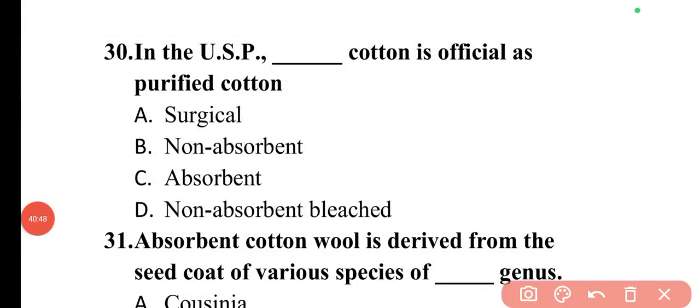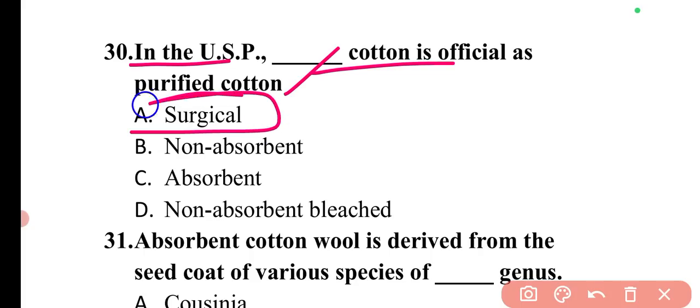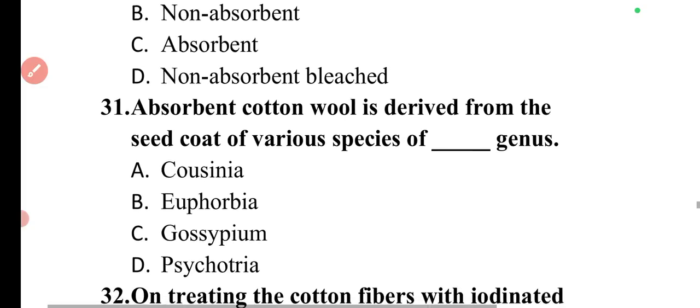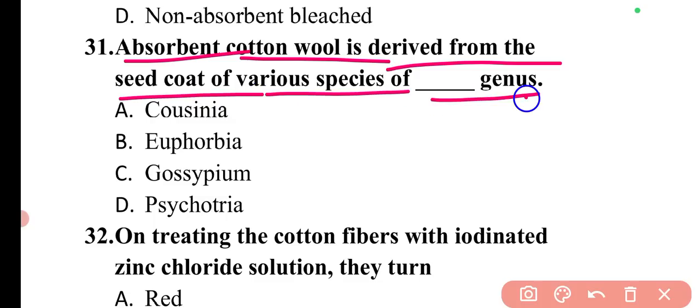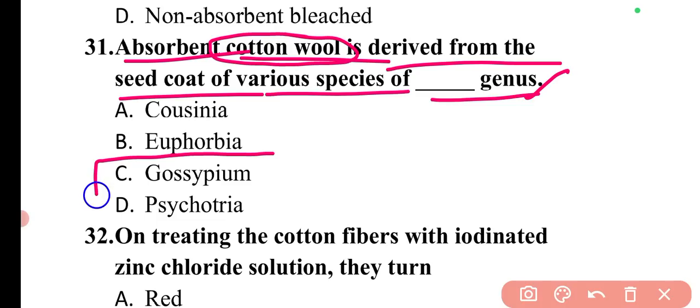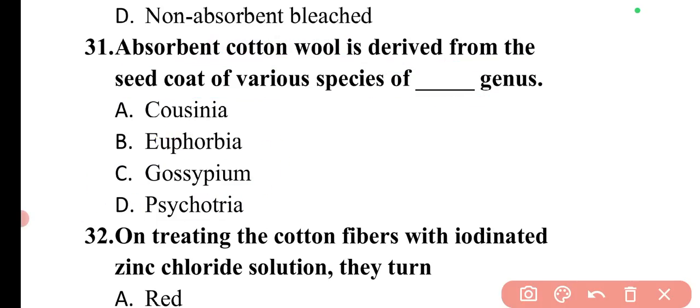Next question is, in the USP, dash cotton is official as purified cotton. So as per the USP, the surgical cotton is official as purified cotton. So option A is correct. Next question is, absorbent cotton wool is derived from the seed coat of various species of dash genus. So the absorbent cotton wool is derived from the Gossypium species. So here Gossypium genus. So here option C will be the correct answer.